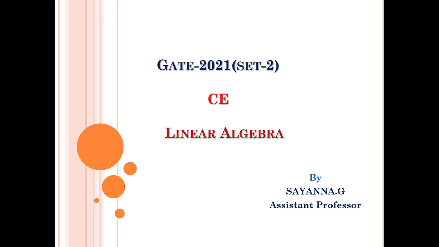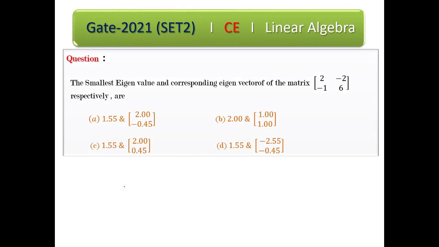Hi everyone, here we have a GATE question from Algebra for the Civil Department. Here is the question: the smallest eigenvalue and the corresponding eigenvector we want of this 2 by 2 matrix. So I want the eigenvalue and eigenvector.